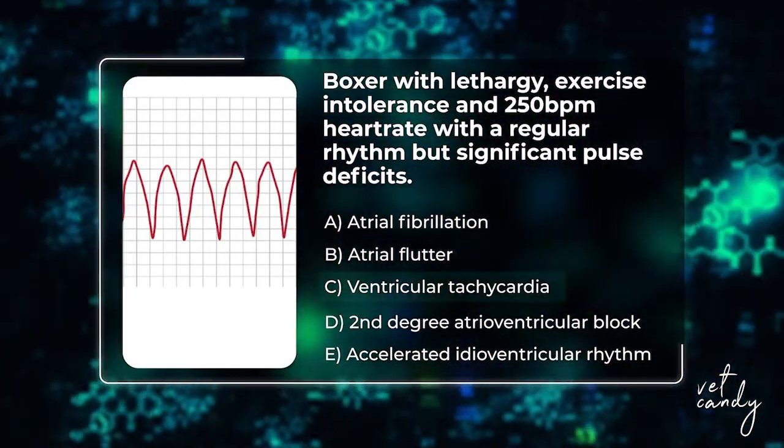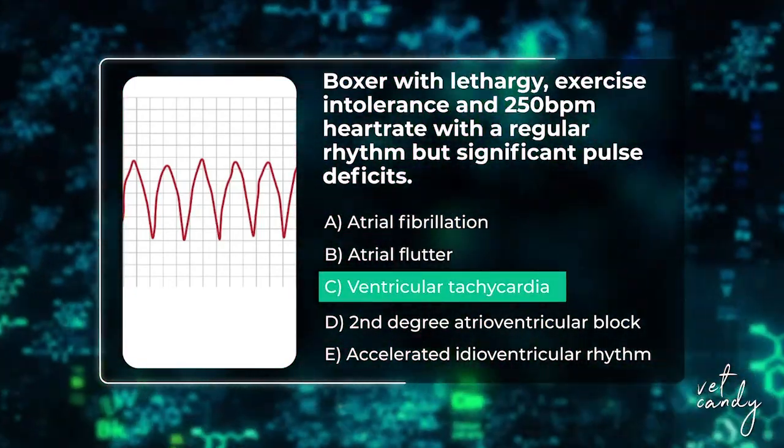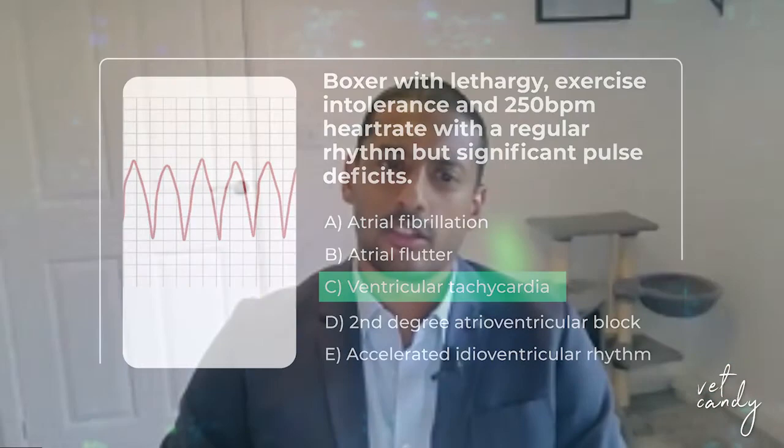Did you get it? The correct answer was C, ventricular tachycardia, treated with intravenous lidocaine. There is a very fast, wide QRS complex tachycardia consistent with ventricular tachycardia. Given the high rate, urgent treatment to restore sinus rhythm is indicated.